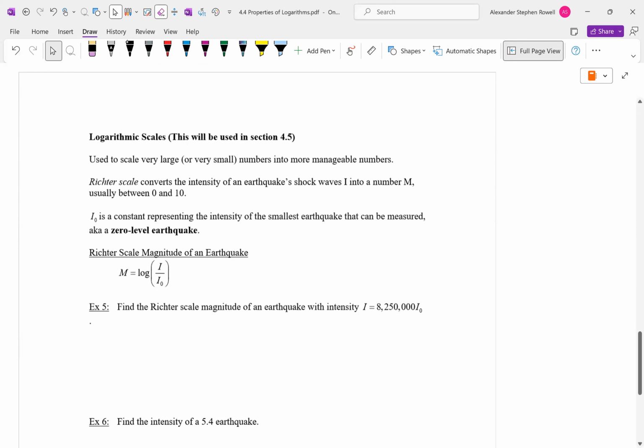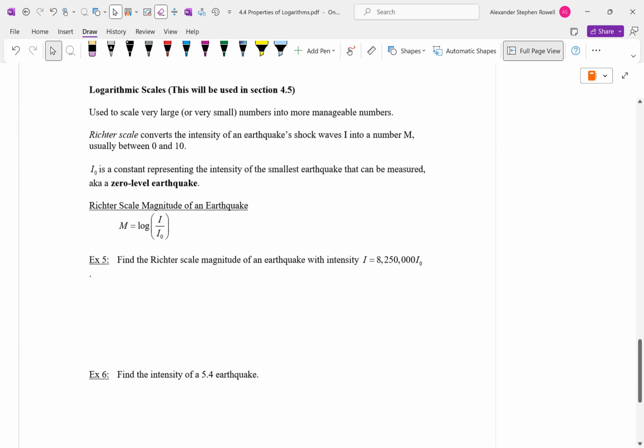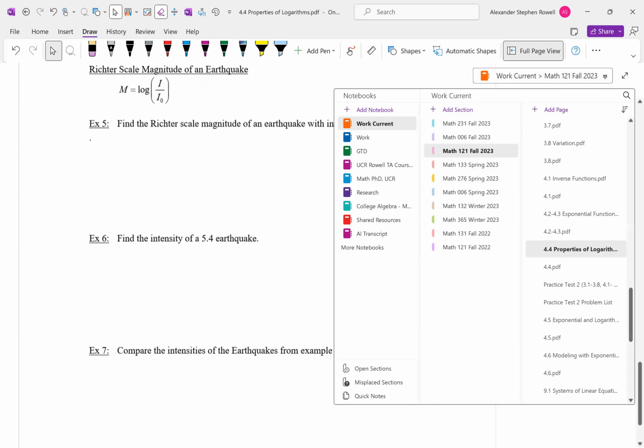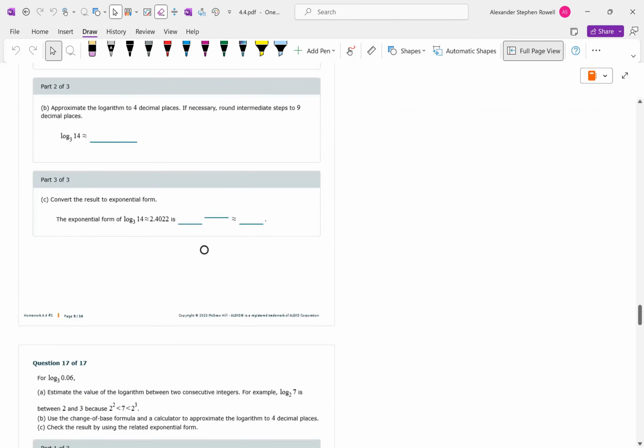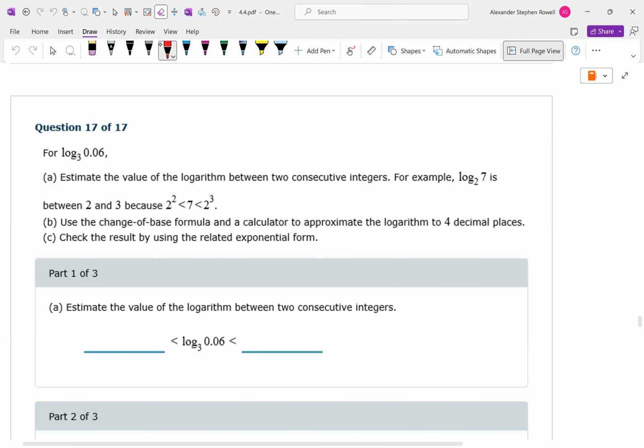This word problem is going to be associated with section 4.5. Let me go over one homework problem that is a little tricky. The last problem. It wants me, without using a calculator, to estimate which consecutive integers this number is between. For instance, 7 is between 2 and 3, because 2 squared is less than 7, and 7 is less than 2 cubed, 8.